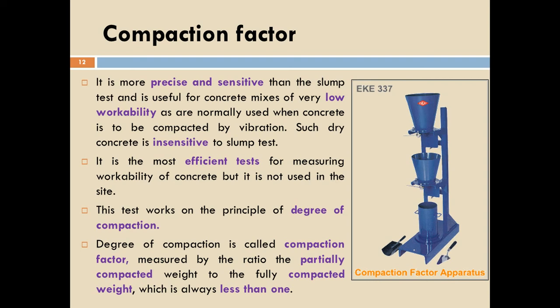It is the most efficient test for measuring the workability of the concrete, but it is not used on site. This test cannot be used on site because we want a level platform, and also this instrument is not portable, unlike the slump cone, where you have a slump cone, tamping rod, and a base plate. So this is not a portable instrument, that's why it cannot be used on site, whereas this test can be used in the laboratory.